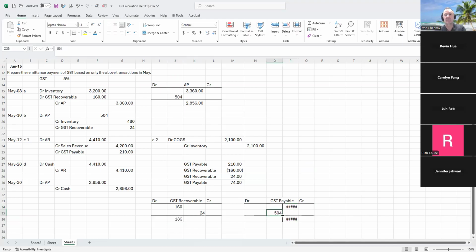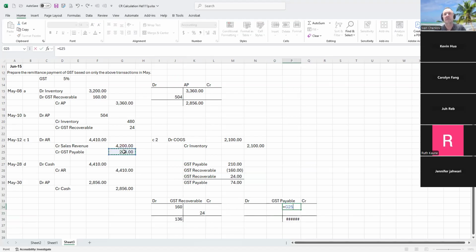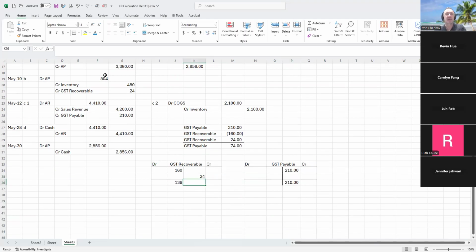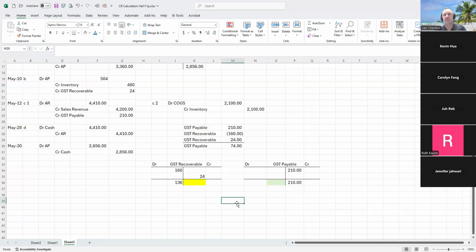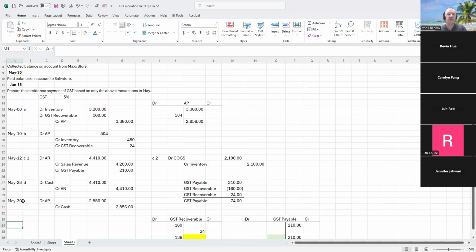In this account, what do I have? I have a credit balance from the only transaction that they did, and that's 210. So what do I have to do? First I have to credit GST recoverable for 136. Then I have to debit my GST payable, and the difference I have to pay. Correct? Let's do the entry on June 15.